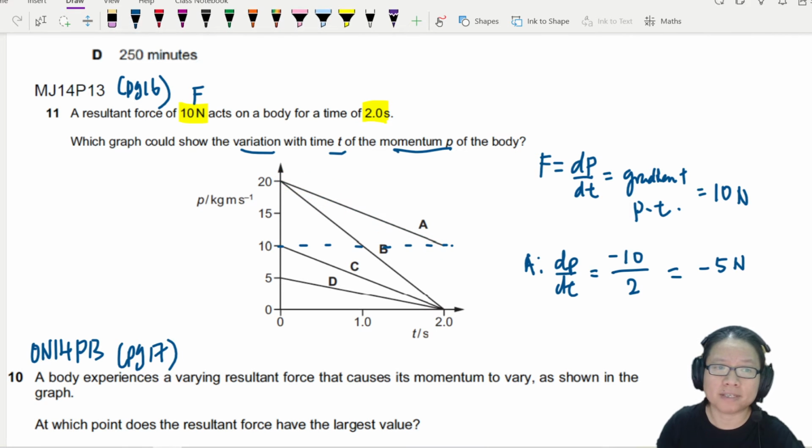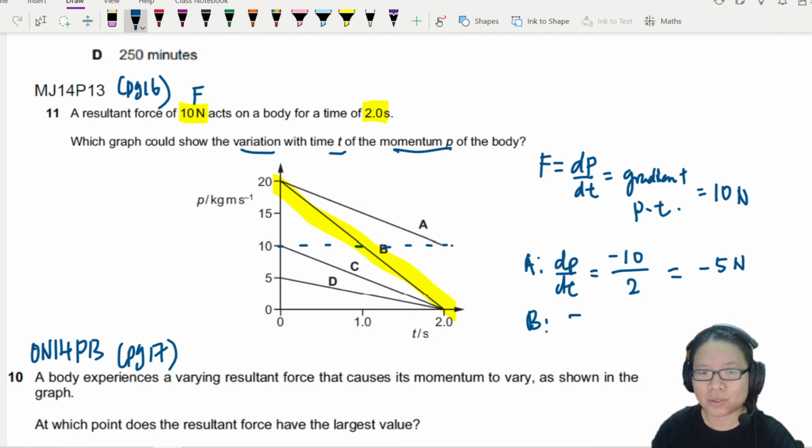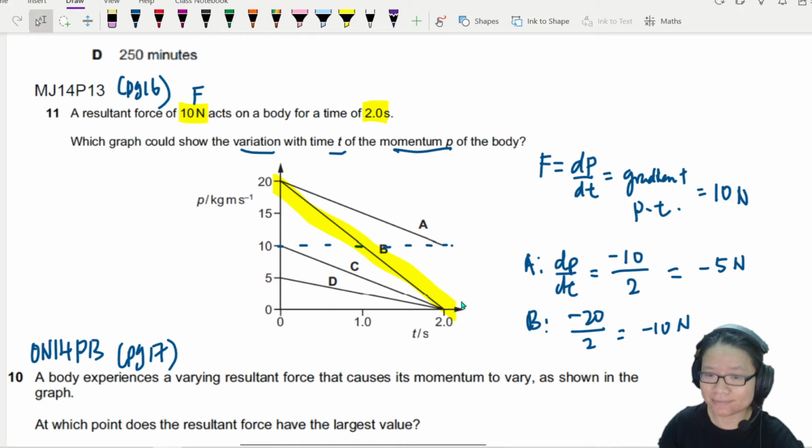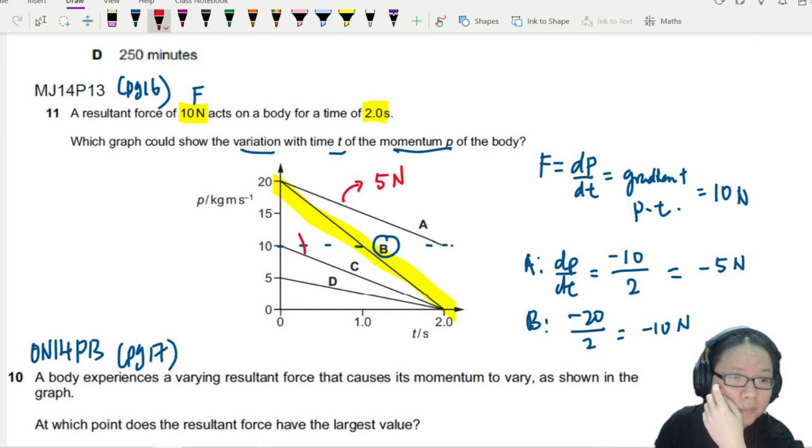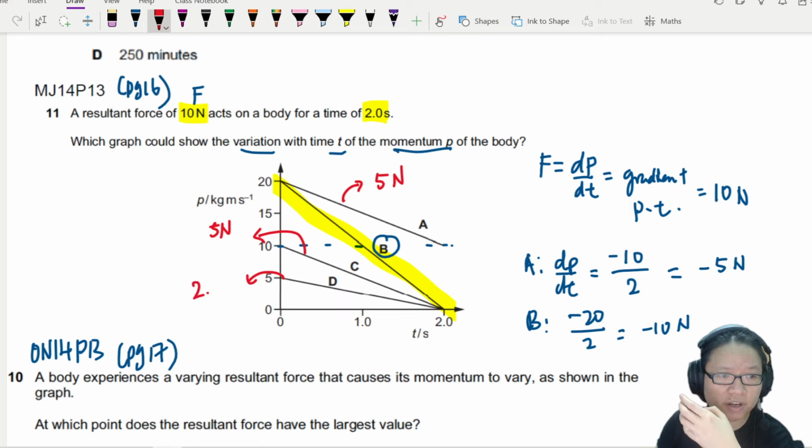Let's try B. B is 20 to 0, negative 20, so the whole drop is 20, and then divide by 2. Yay, negative 10 Newton. So the answer is probably B. You can probably tell that the force of A is 5 Newton in the negative direction, the force of C is also 5 Newton, 10 divided by 2, and this one is 2.5 Newton.